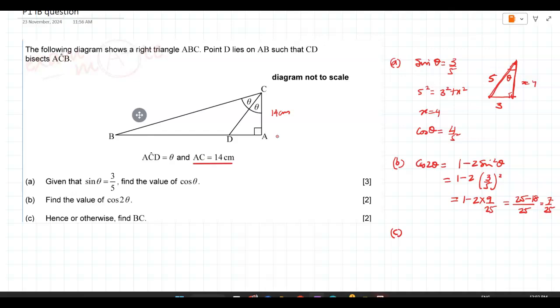Now, hence or otherwise find BC. If you're finding BC, you have to use the entire triangle. So the entire triangle means this angle would be 2 theta. So cos 2 theta is equal to AC over BC. So cos 2 theta is equal to 14 over BC. And cos 2 theta value we got is 7 over 25, equal to 14 over BC. So if you work this out, BC will be how much? 50 centimeters. So be careful with the ratio.